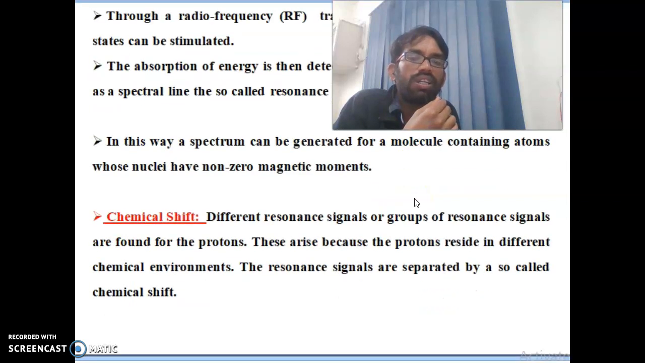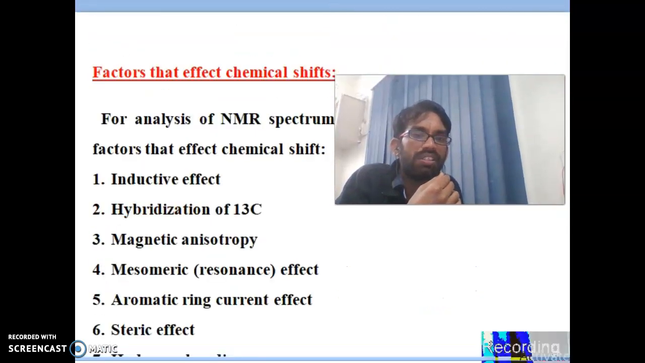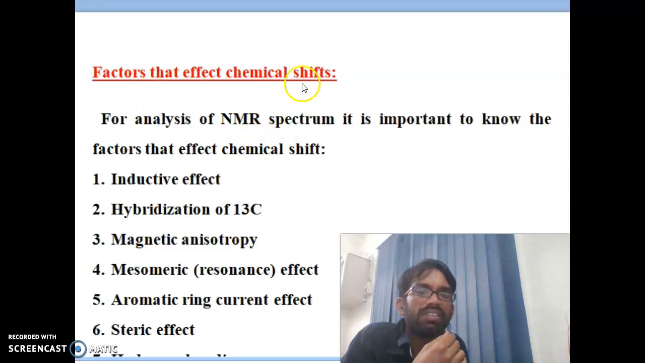Now the major factors of chemical shift. For the analysis of an NMR spectrum, it is important to know the factors that affect the chemical shift. The first one is the inductive effect, the second is the hybridization of C13, and the third is magnetic anisotropy.